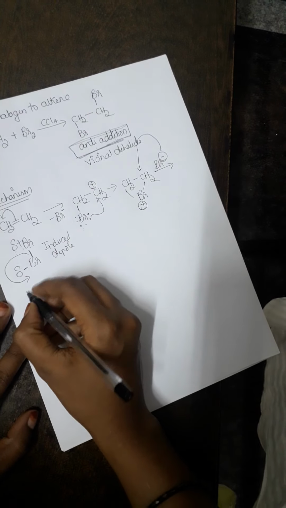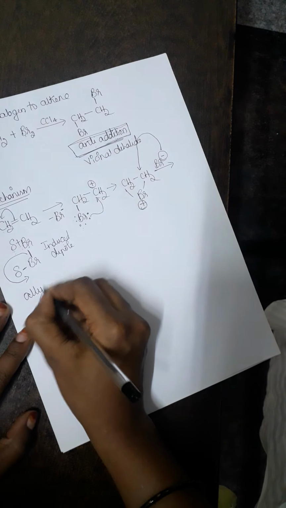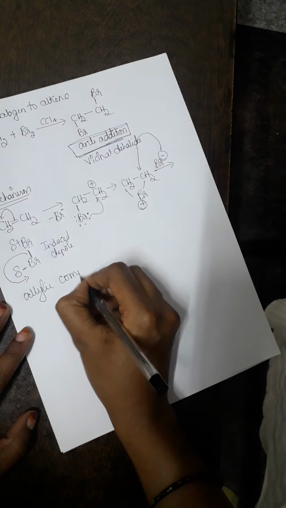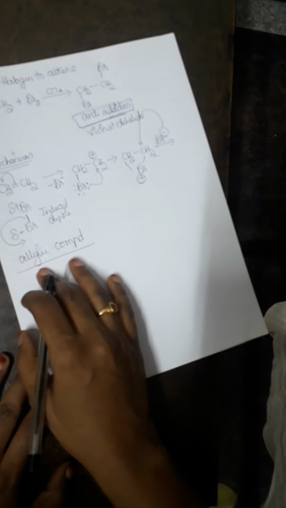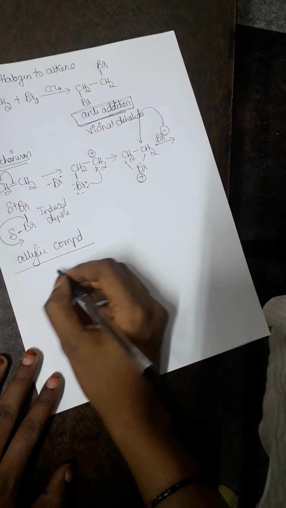Okay. So the next method is using allylic compounds, that is, how to prepare an alkyl halide using an allylic compound. You are already aware of allylic halides. What are allylic halides? Very simple.